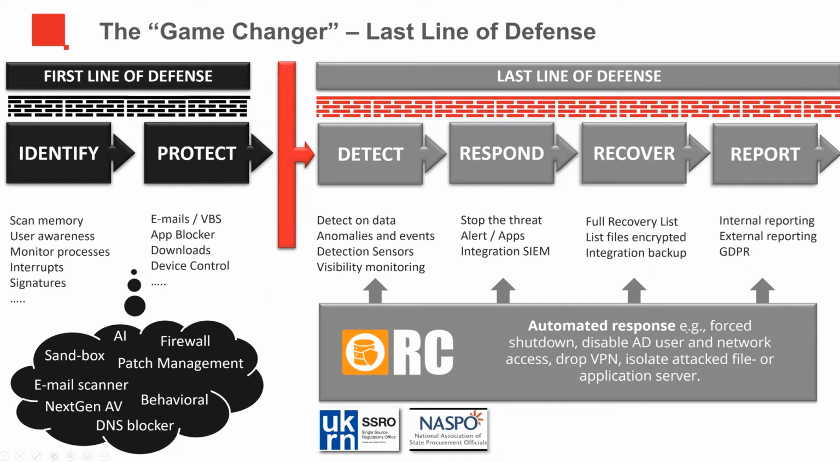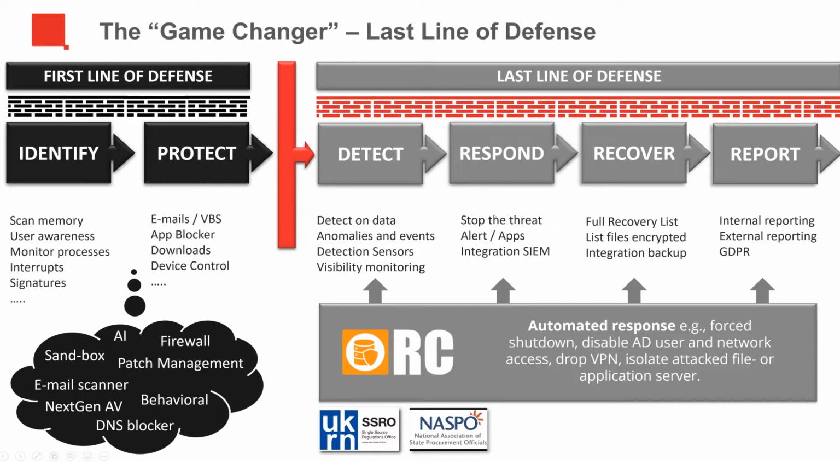We can automate responses. We can disable and shut down the device. If a user is on multiple devices, we can disable his account in Active Directory. We can drop his access to the network. We can drop a VPN connection if the user is in a different geographical location or working from home. And we can isolate attacked file and application servers if they begin to be encrypted.